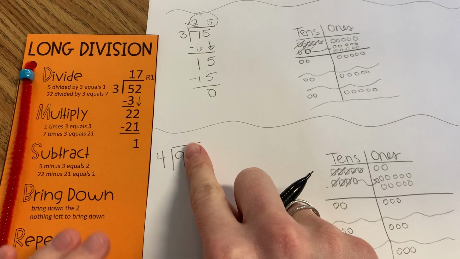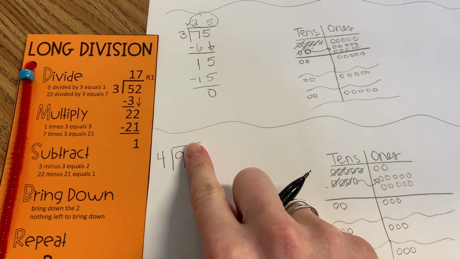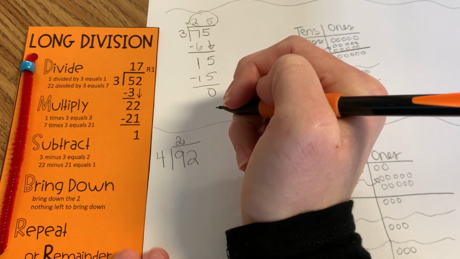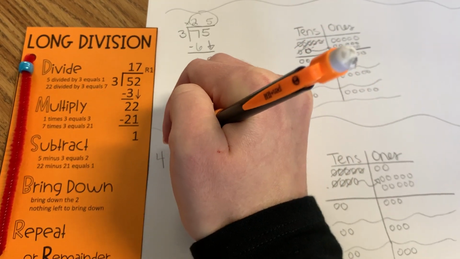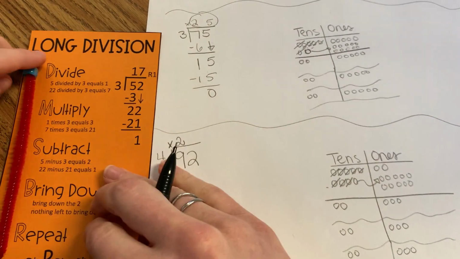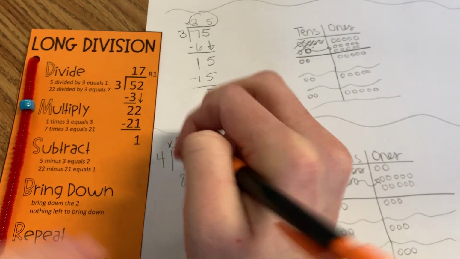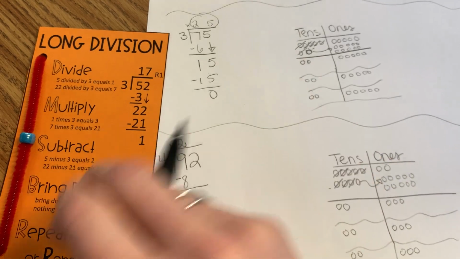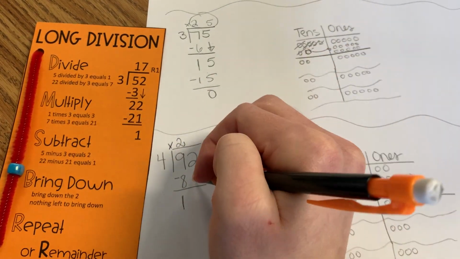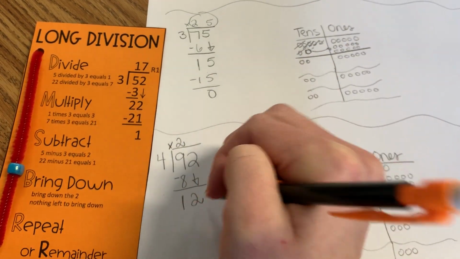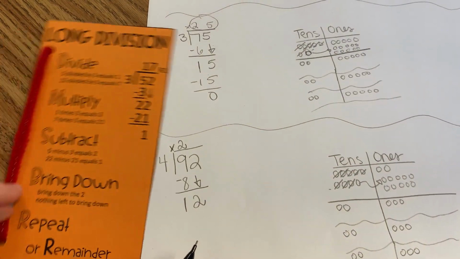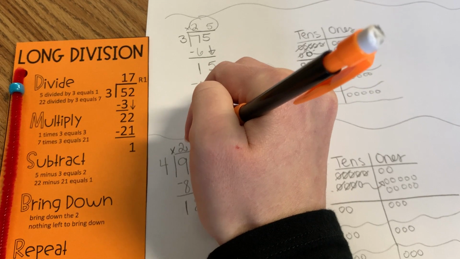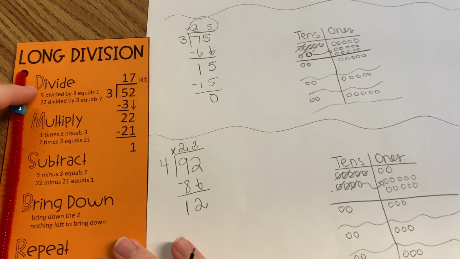4 goes into 9 how many times? Well, it'll fit in there twice, but it's not gonna go in perfectly. 4 times 2 gives me 8. I'm multiplying. Now I'm subtracting. 9 take away 8 gives me 1. Bringing down my 2 to make a 12. Now I'm going to repeat. 4 times what gives me 12? Well, 3 goes in there nice and perfectly.